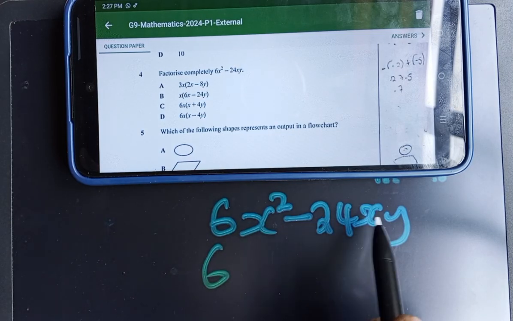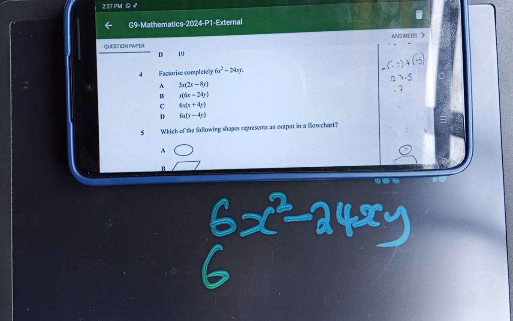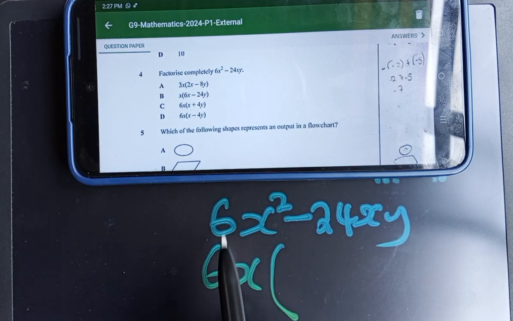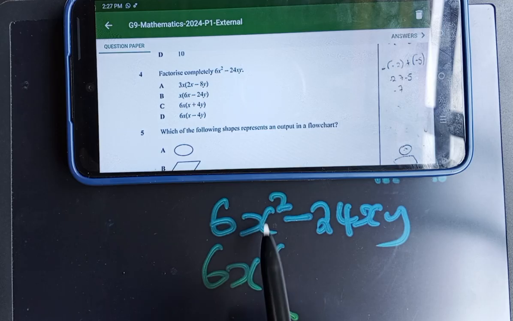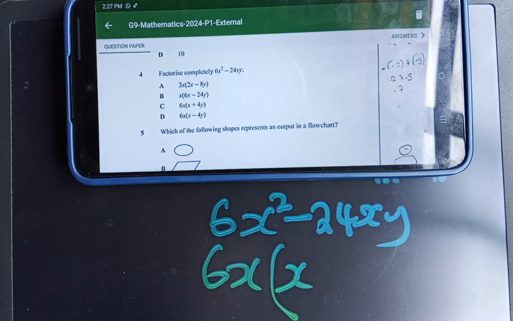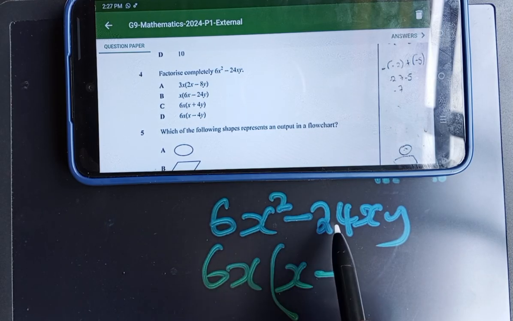As you can see, there's x here and there's x here. X is also common. So we write x. What else? Y is not common. So 6x is common. You open the bracket. 6 into 6 is a 1. X squared divided by x, you're going to remain with a 1x here, minus 6 into 24.